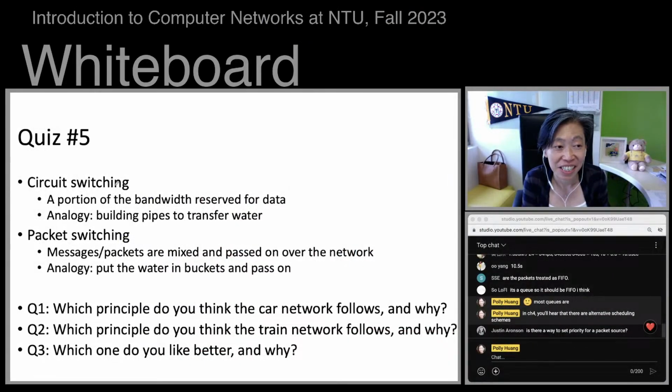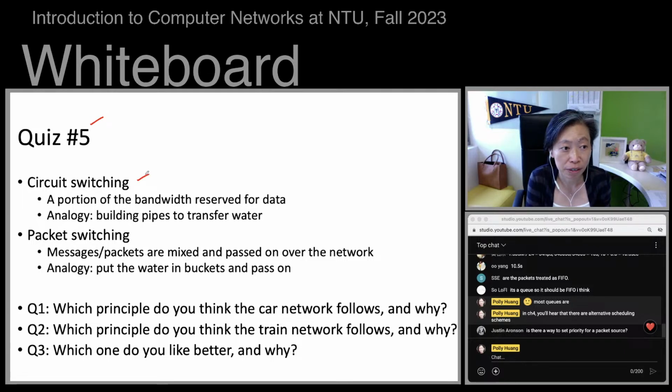All right, so that takes us to quiz 5. Before we start quiz 5, think about which one you like better: circuit switching or packet switching, given that example. All right, good. So quiz 5.